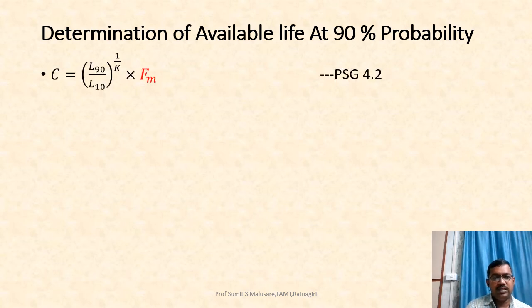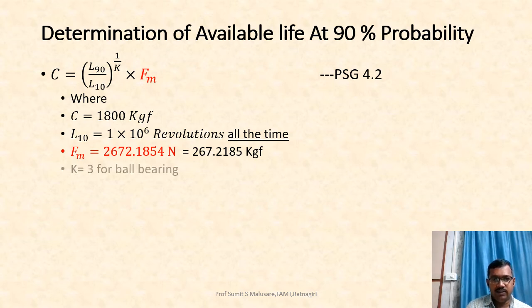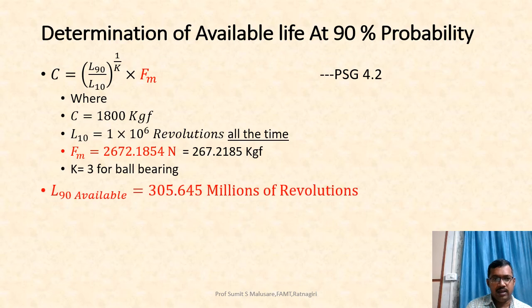Okay. So now, what is the available life at 90% probability? That is C equal to (L90 upon L10) raised to the power of 1 upon K into Fm. Now C is equal to 1800 kgf, already known. L10 is 1 million revolutions, Fm is 2762.84, that is 267.2185 kgf. So if I put it in, I will get the value of L90 as 305.645 millions of revolutions.